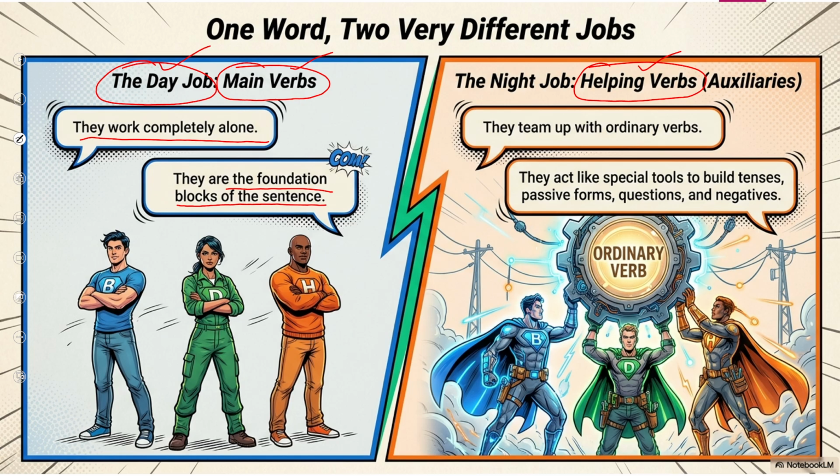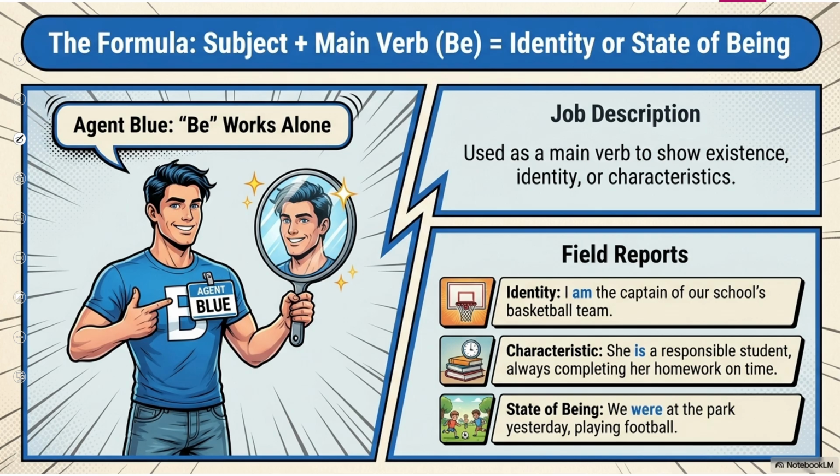On the other hand, if you talk about auxiliary verbs, they team up with the ordinary verb, which we call the main verb. They act like special tools to build tenses, passive forms, questions and negatives. Let's talk about be verbs. Be verbs include is, am, are, was and were.